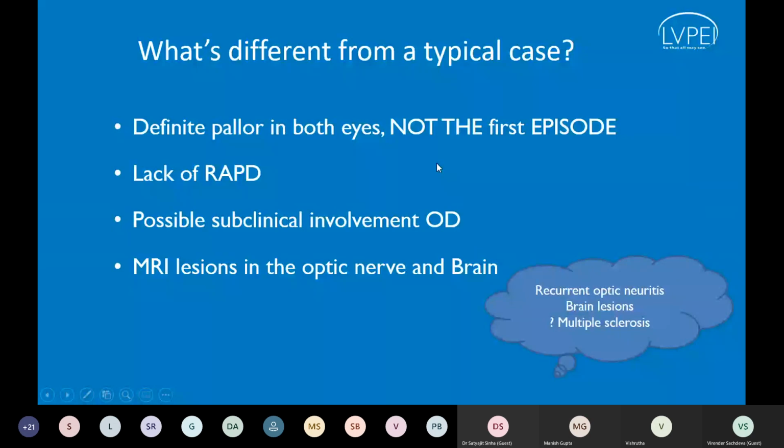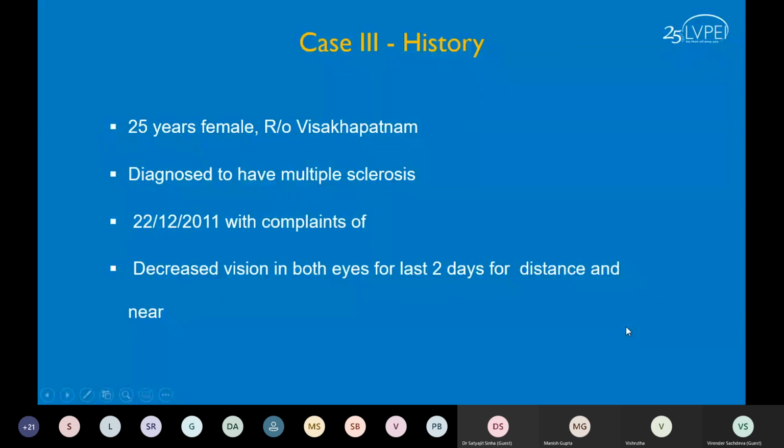There was subclinical involvement in the right eye, and there were MRI lesions not only in the optic nerve but also in the brain. So this was a patient with recurrent optic neuritis and brain lesions, which is highly suggestive of multiple sclerosis. Now I'll highlight another scenario which we should know in a patient with optic neuritis.